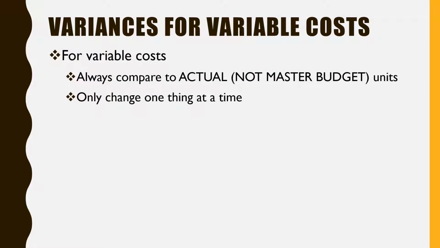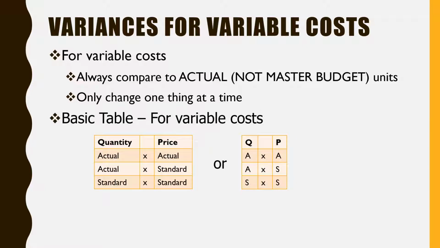We want to come up with a format then to do that analysis that we can use for all the variable costs. The thing to remember is you always compare to the actual number of units, not the master budget, because we know that for variable costs, the costs will change based on units produced. The other thing is we want to change one thing at a time, so we'll know who to go congratulate and who is in trouble. So we need to determine if something happens because of price changes or because of efficiencies.